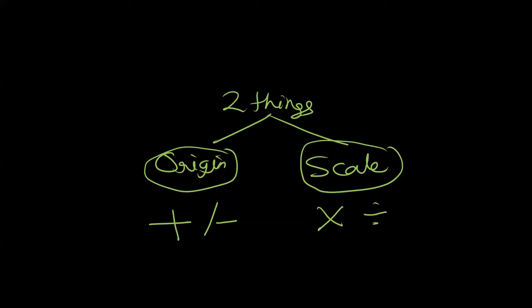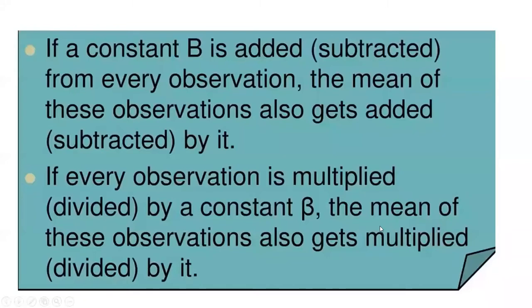So if you add or subtract any number in the data set, the whole mean will be affected. And on the other hand, if you multiply or divide any of the observations in the data set, the actual value of the mean will be affected. Why? Because mean is dependent on scale and mean is dependent on origin. Okay, it is dependent on both scale and origin.